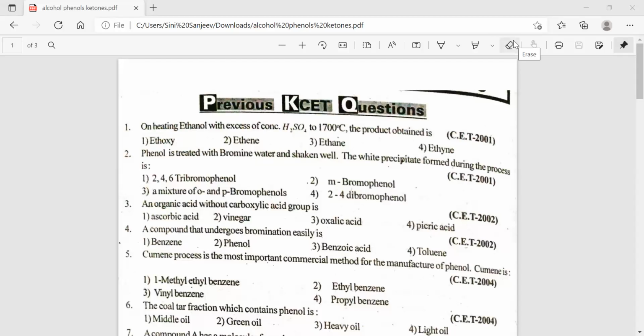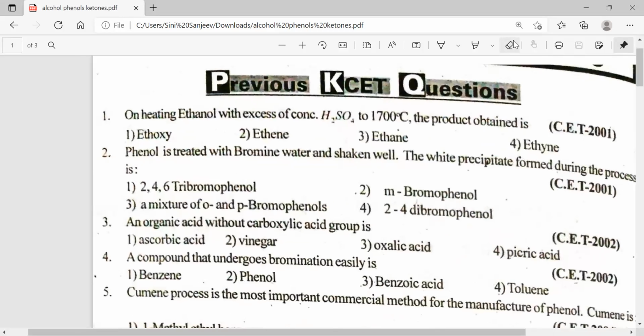Alcohols, phenols, ethers, correct? Carboxylic acid, or whatever is there in organic chemistry, except the haloalkane and haloarene. So we're going to discuss that.